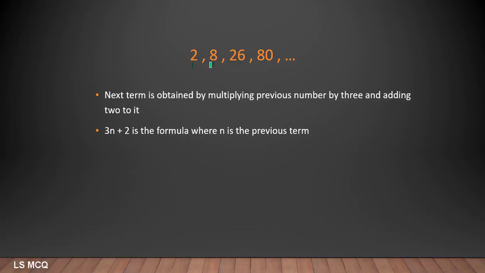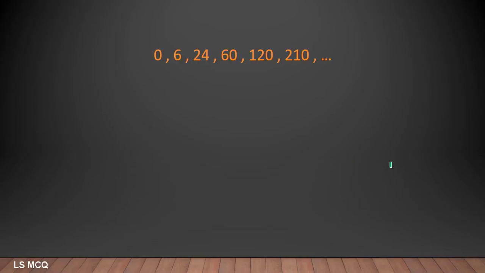3 into 8 is 24. We add 2, which is 26. To find 80, we multiply 26 by 3 and then add 2. So the next number is, by this logic, 3 into 80 plus 2, which is 242. Let's move on to the next question. The next question is this one.